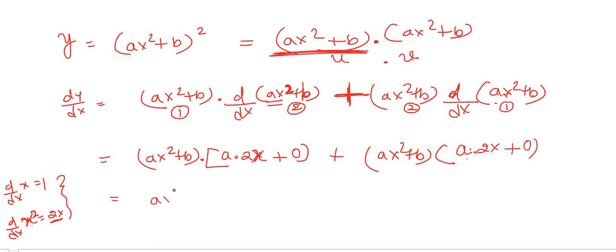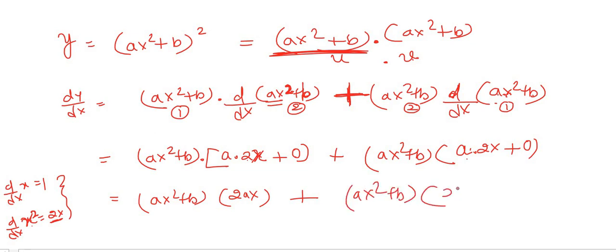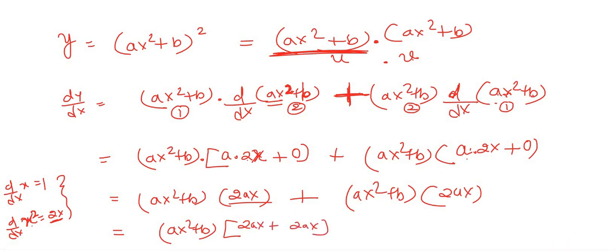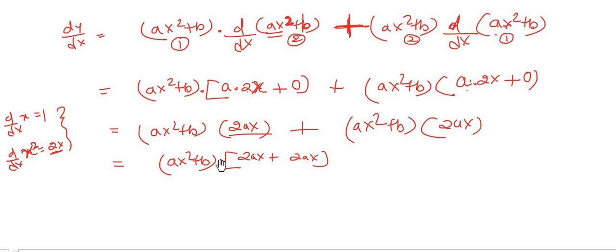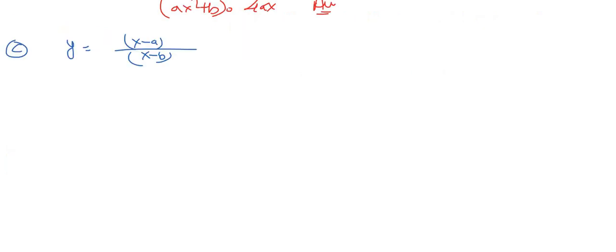What I am getting is (ax square plus b) into 2ax, plus this 0 I am leaving, correct? (ax square plus b) into 2ax. If we want, we can take (ax square plus b) common. So what I am getting is 2ax plus 2ax. Okay, we can further simplify it. You can write (ax square plus b) into (2ax plus 2ax), which is 4ax. This is your answer. This is part B.